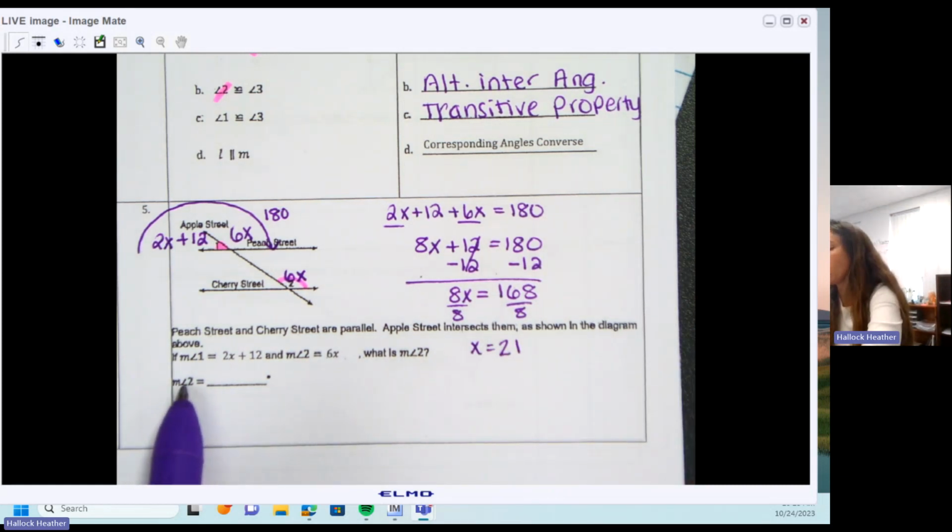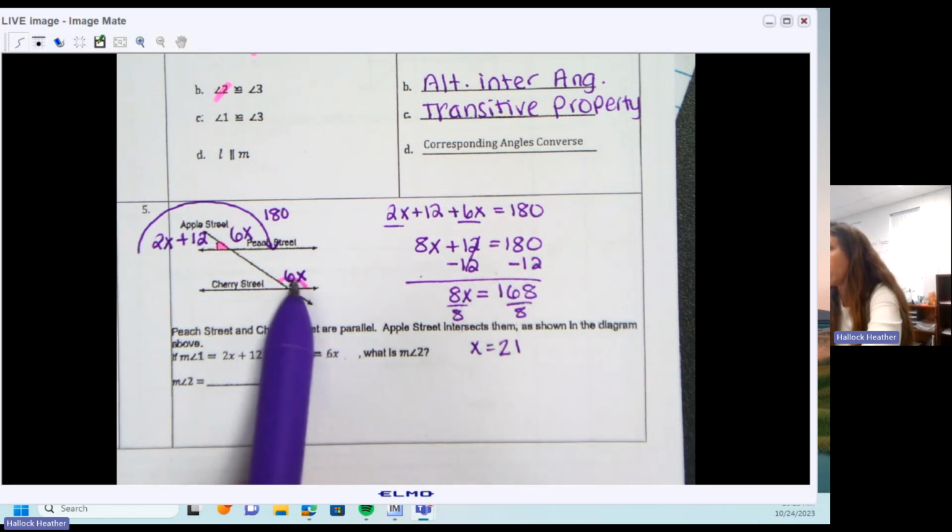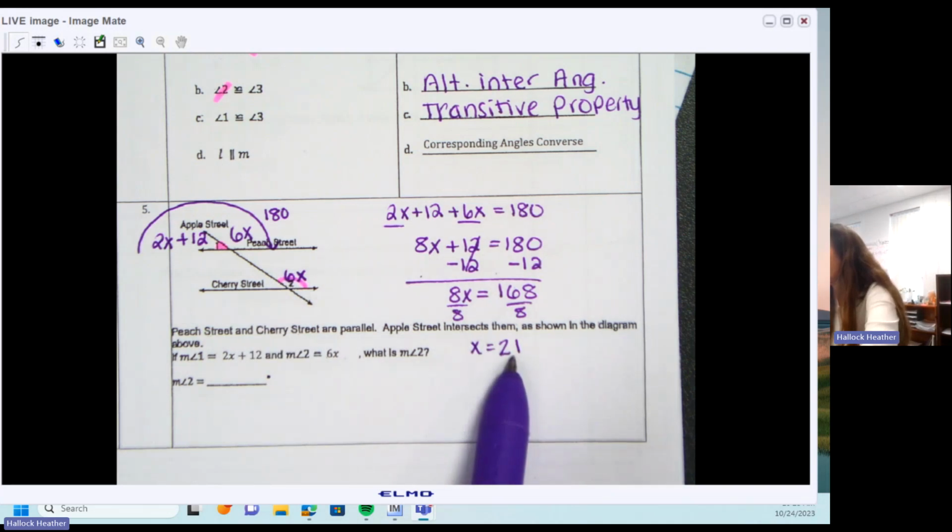It says measure of angle 2 equals. So I need to figure out what this obtuse angle is actually equal to. It's not equal to 21. 21 would be an acute angle.